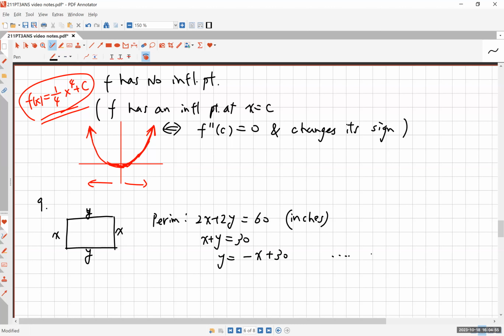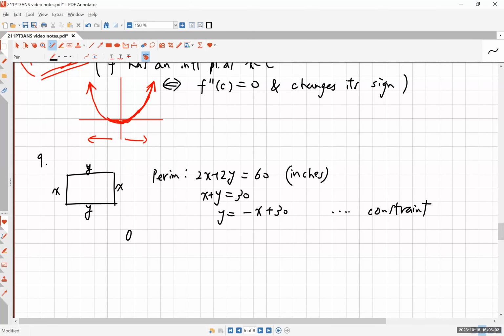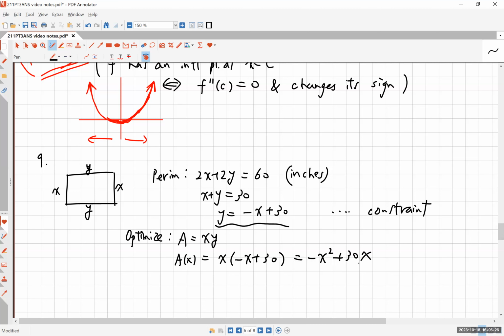Now this is called the constraint of this optimization problem. Now we are to optimize, in this case, I think we are trying to optimize the area. Area is xy. Well, you don't want to have 2 variables, so try to write the area A in terms of x only, and that is x times, instead of y, we can use this expression, right? So that's negative x squared plus 30x.